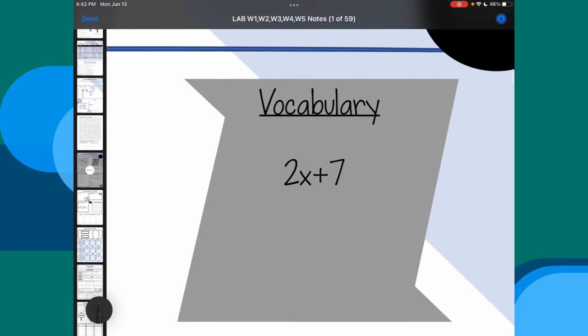When we look at a set of terms, it's important that we understand the vocabulary. This 2x is a term. 7 is also a term. Terms are numbers and variables separated by an addition or subtraction sign. The number in front of this variable is called the coefficient. This x is the variable. When we have a number without a variable, it's called a constant.